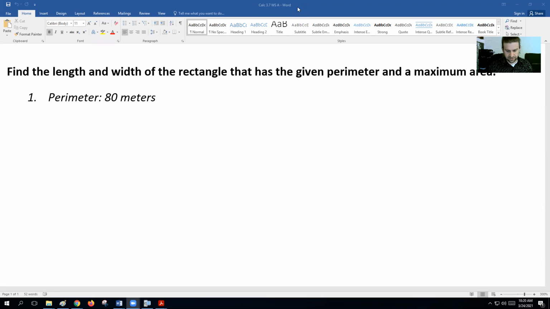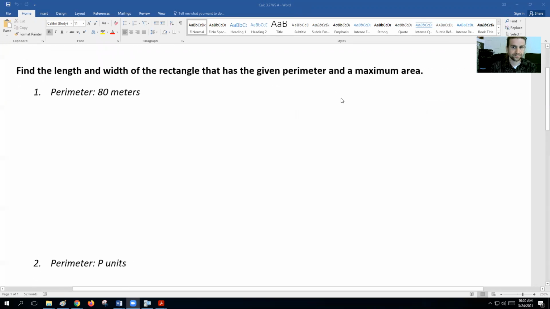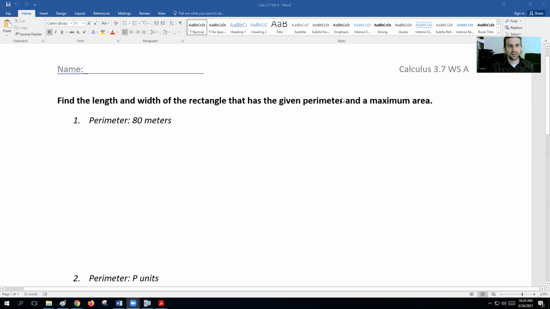So hopefully you guys can use that to find some interesting things, and it can help you answer some questions, and you'll actually see that a lot in worksheet A. In worksheet A, the first problem is to find the length and width of a rectangle that has a perimeter and a maximum area. You could just make up something, like a 10 by 30 rectangle, and that has an area of 300.